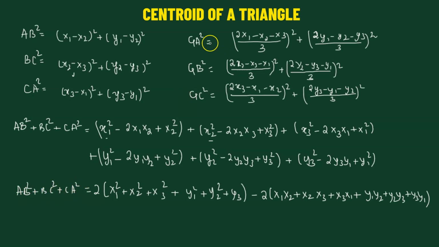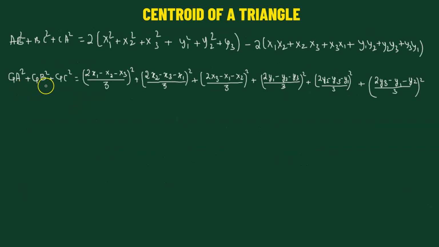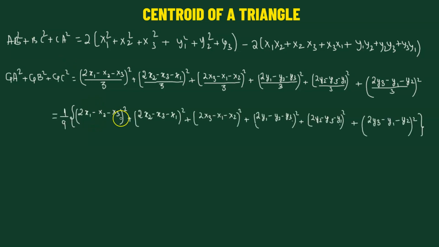And in the next step, we're going to add GA squared, GB squared with GC squared. Let's do that as well. So we have GA squared plus GB squared plus GC squared. Now what we can do, we can factor out 1 over 9 from each of the terms. So if we factor out 1 over 9 from each of the terms, now we are left with, right.